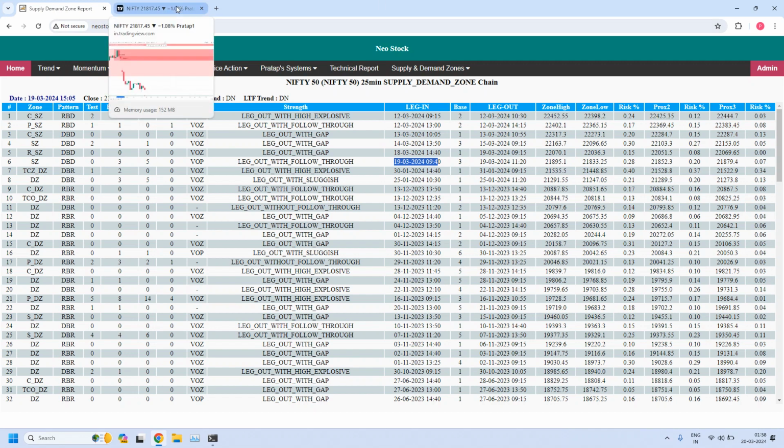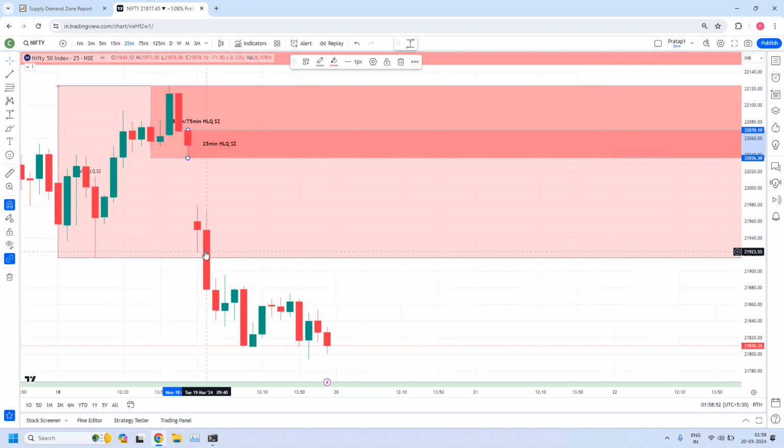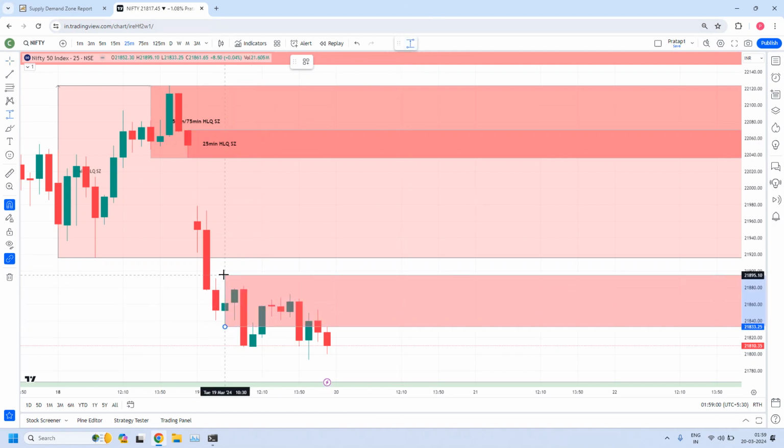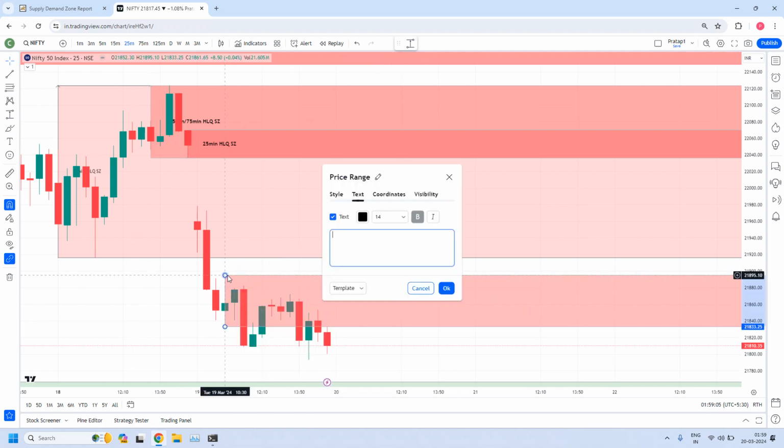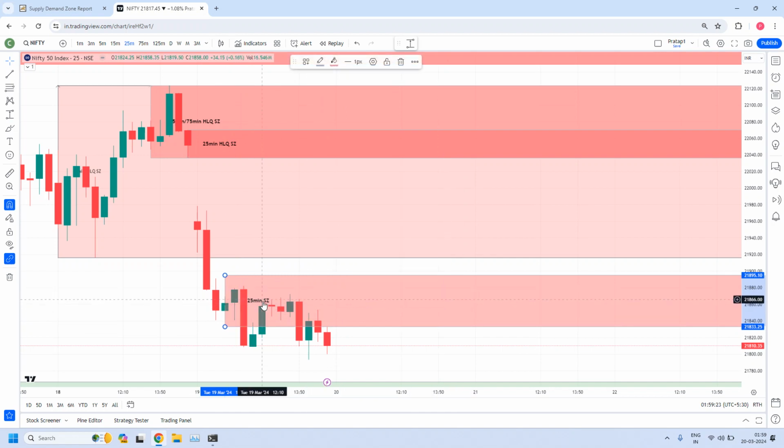19.3, 9:40, and this is today. These are the three base candles. This is a 25 minutes high liquidity. There are higher chances inside, maybe 15 minutes or 5 minutes high liquidity is there. But sorry, this is a 25 minutes normal supply zone. Inside this 25, there might be 5 minutes or 15 minutes high liquidity zones.